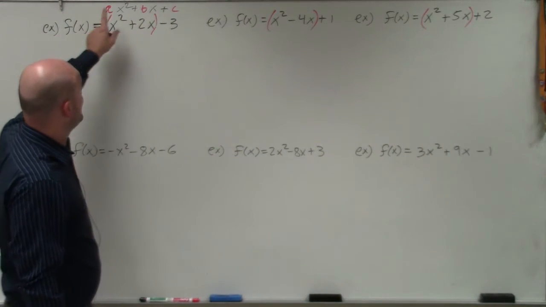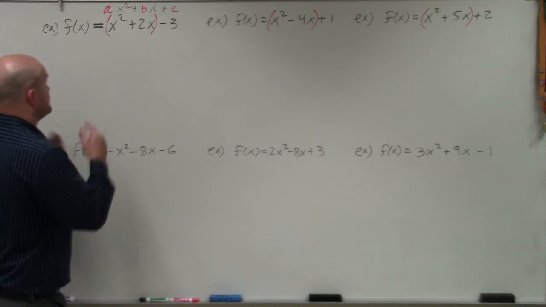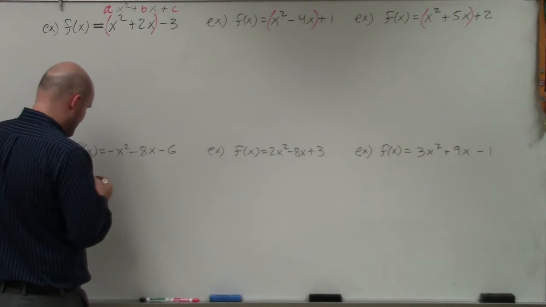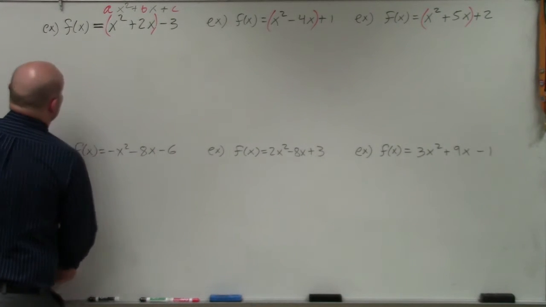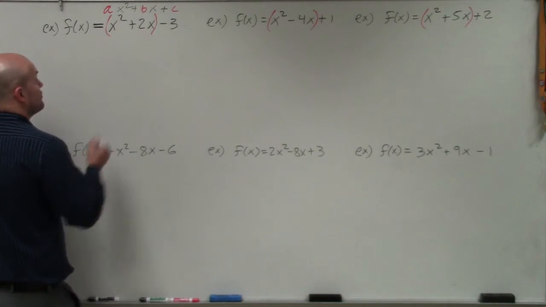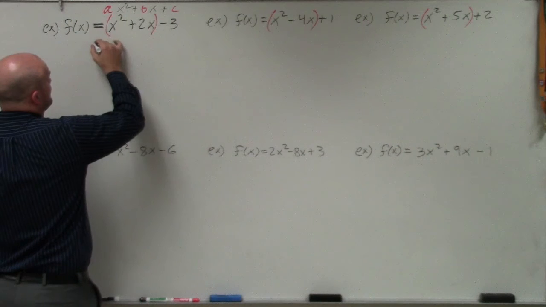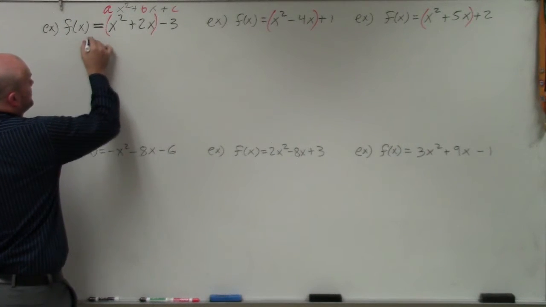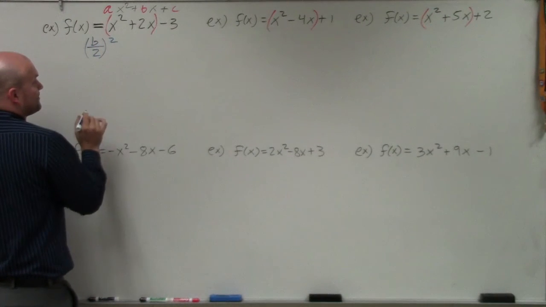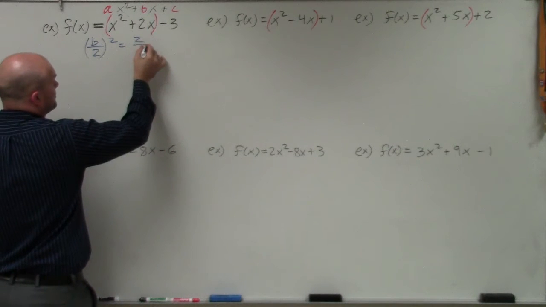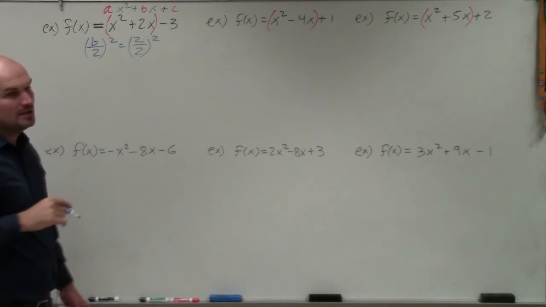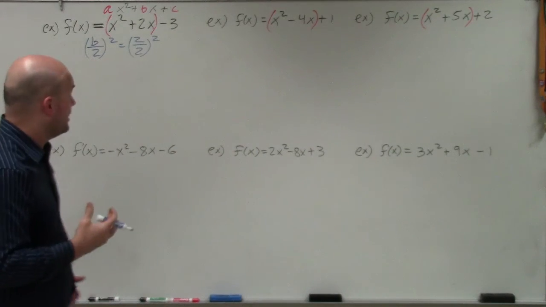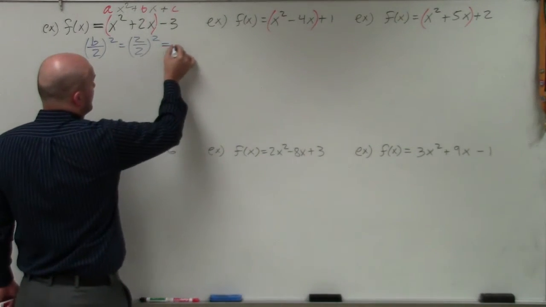We have this in standard form, with a, b, and c. To create our perfect square trinomial, we take b, divide it by 2, and then square it. In this case, I have 2 divided by 2 squared. Well, 2 divided by 2 gives me 1, and 1 squared is equal to 1.